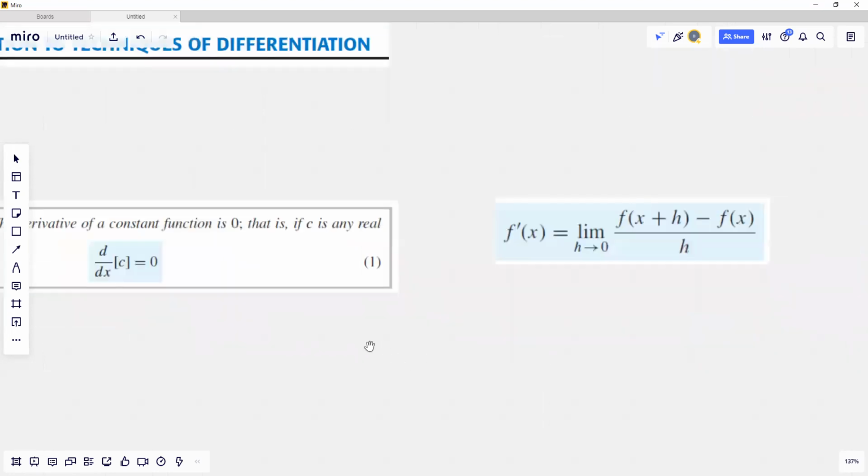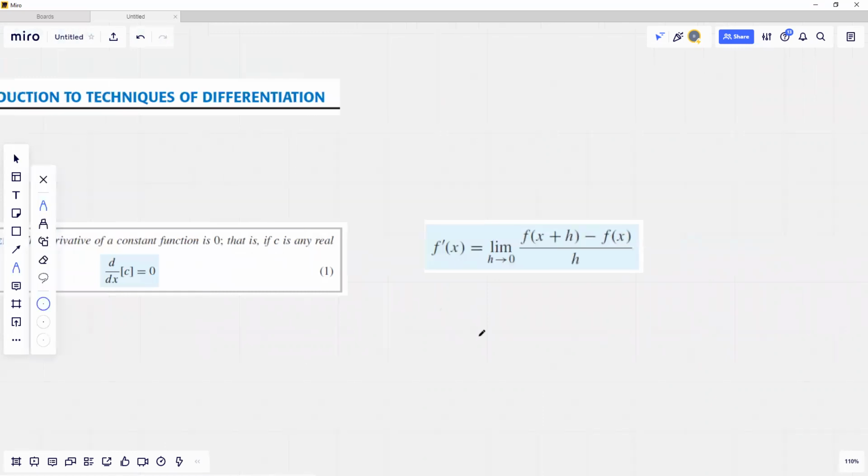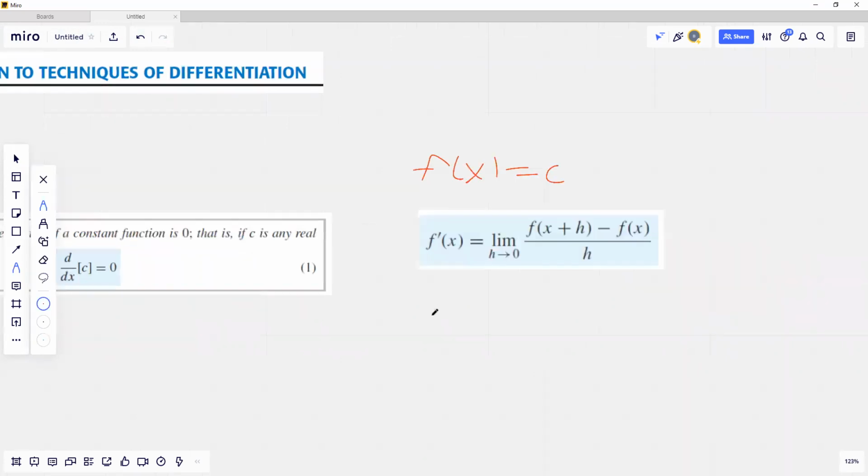We can also show this by using a limit definition of a derivative. So our function f of x is equal to c. So f prime of x is equal to limit when h is approaching 0. Our function at point x plus h is equal to c anyway, minus f of x, which is c, divided by h. So that is 0.